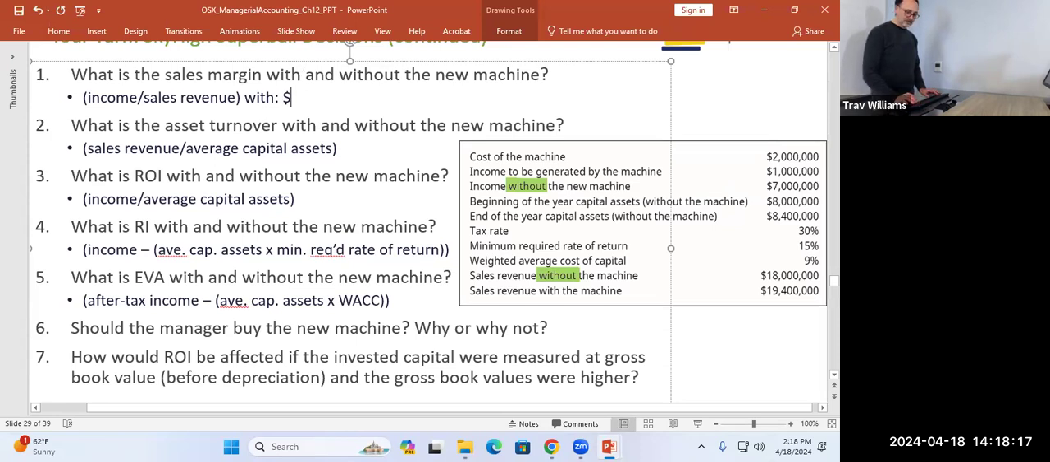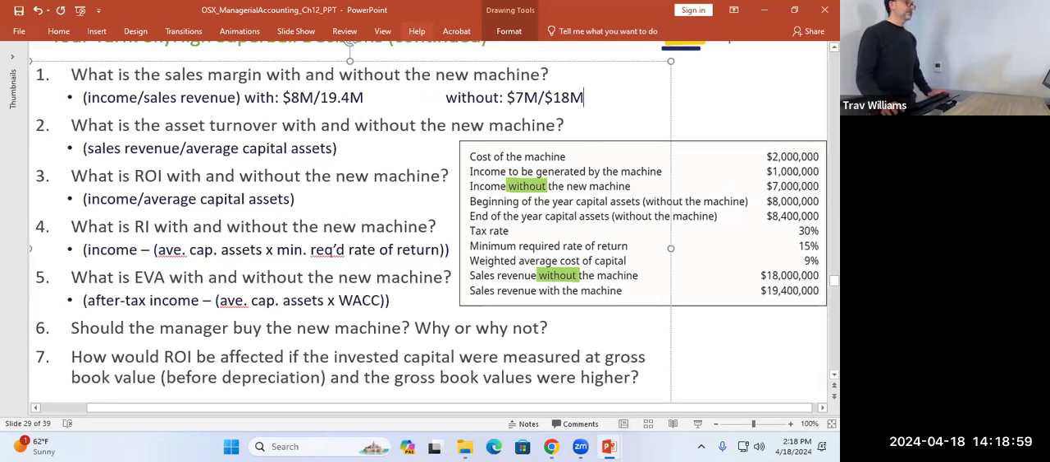Oops, I always do that. I forget to turn on my number lock. Okay. Income of 8 million. And without, we have income of 7 million, right? Then divided by sales revenue. So we look down here, sales revenue with the machine is 19.4 million. And without is 18 million. Everybody see that? Down here. Okay.